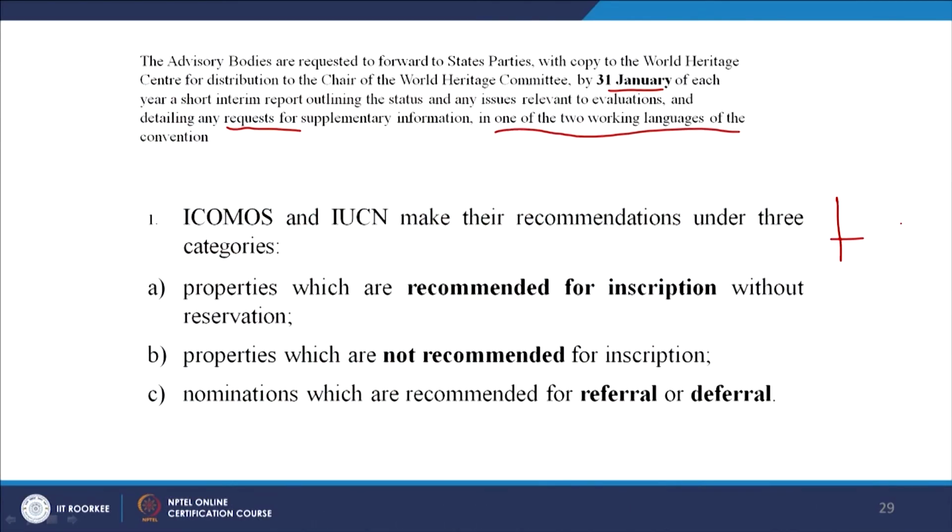So ICOMOS and IUCN give recommendations in three categories. One is properties which are recommended for inscription without reservation; then properties which are not recommended for inscription; and nominations which are recommended for referral or deferral. So this is how they recommend in these three categories. I think today we learned about this whole process, how they are nominating, and in the following lectures we will also talk more about the other aspects of the built environment, and we look forward to hearing from you. Thank you.